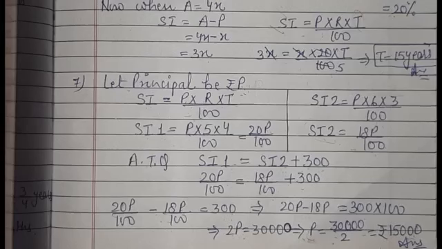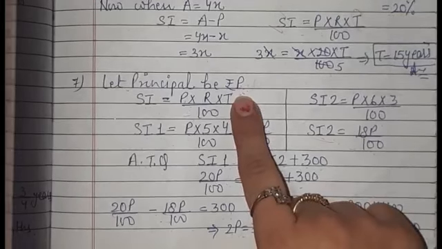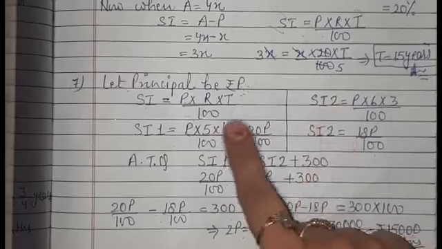The simple interest on a sum of money for 4 years at the rate of 5% per annum is 300 more than the simple interest on the same sum for 3 years at the rate of 6% per annum. In that case, first we have to let principal be P. You can let it as x also. It's all up to you. Now we have to make two cases.